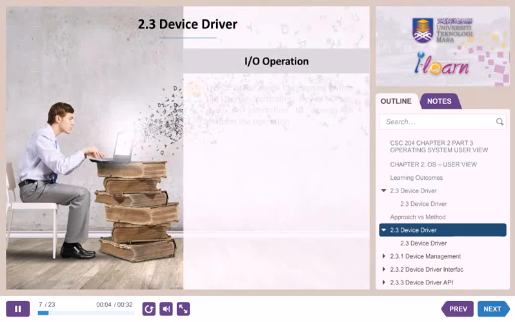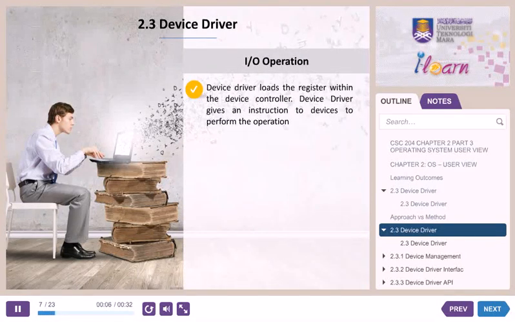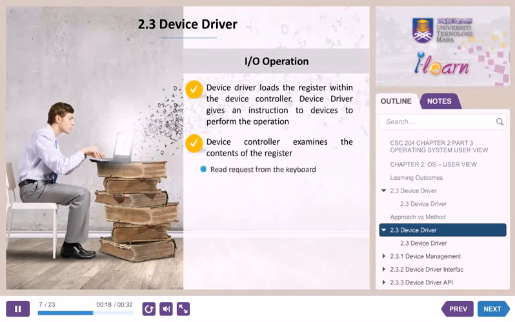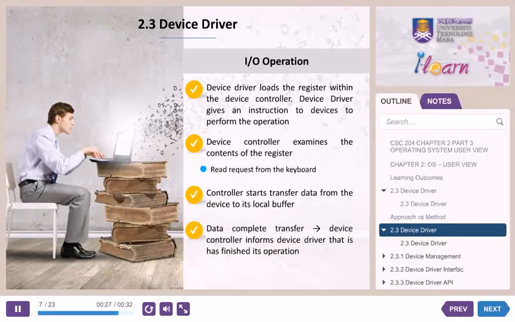I/O operation. The device driver loads the register within the device controller. The device driver gives an instruction to the device to perform the operation. The device controller examines the contents of the register, for example, a read request from the keyboard. The controller starts transferring data from the device to its local buffer. When the data transfer is complete, the device controller informs the device driver that it has finished its operation.